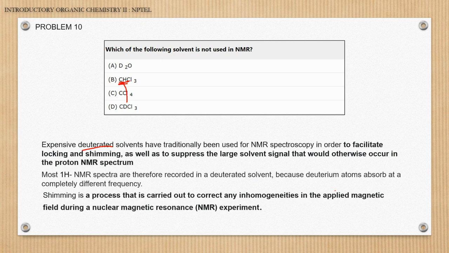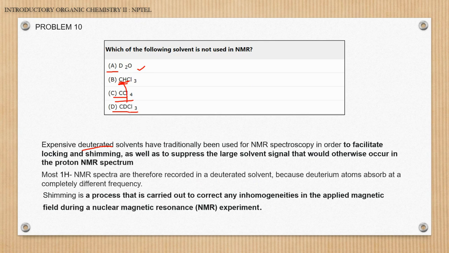Now, considering option A, this is D2O, the heavy water. It is correct to use it in NMR, but chloroform we cannot. Carbon tetrachloride has no hydrogen, so no peak will interfere in your NMR. We are not talking about carbon NMR, I'm just talking about proton NMR. There is no proton peak that will interfere in your proton NMR. And CDCl3 is the most common solvent used in NMR. It is nothing but the deuterated form of chloroform.